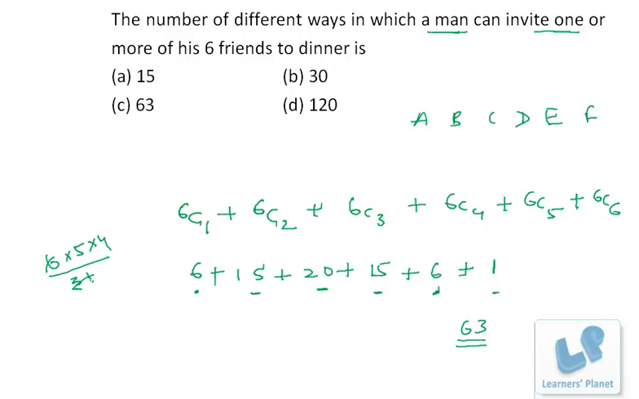Now you must be getting the clear difference between permutation and combination. Since he is inviting the friends, the order doesn't matter. That means in which order the friends are coming, whether A is coming first and then B, or B is coming first and then A, both of them are coming, so order doesn't matter. So here in this case we are just using selection, right? We are just making the combinations, right?